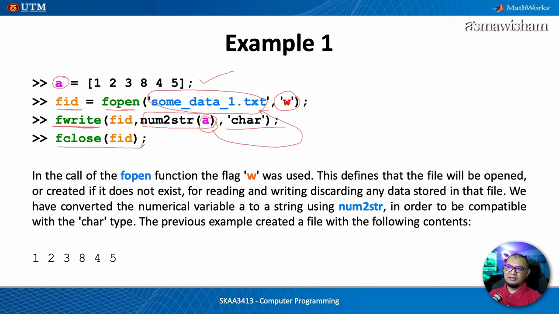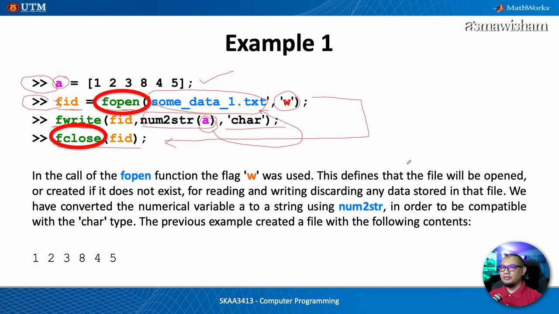And then you need to close. So this is what I said, it must be in a pair. Once you open it, you need to close it. Write this into your command window. If you got a symbol like this, it means this is from the command window. So you have fopen and then fclose, it's a pair. This variable A, with its vector values, will be written into this file name.